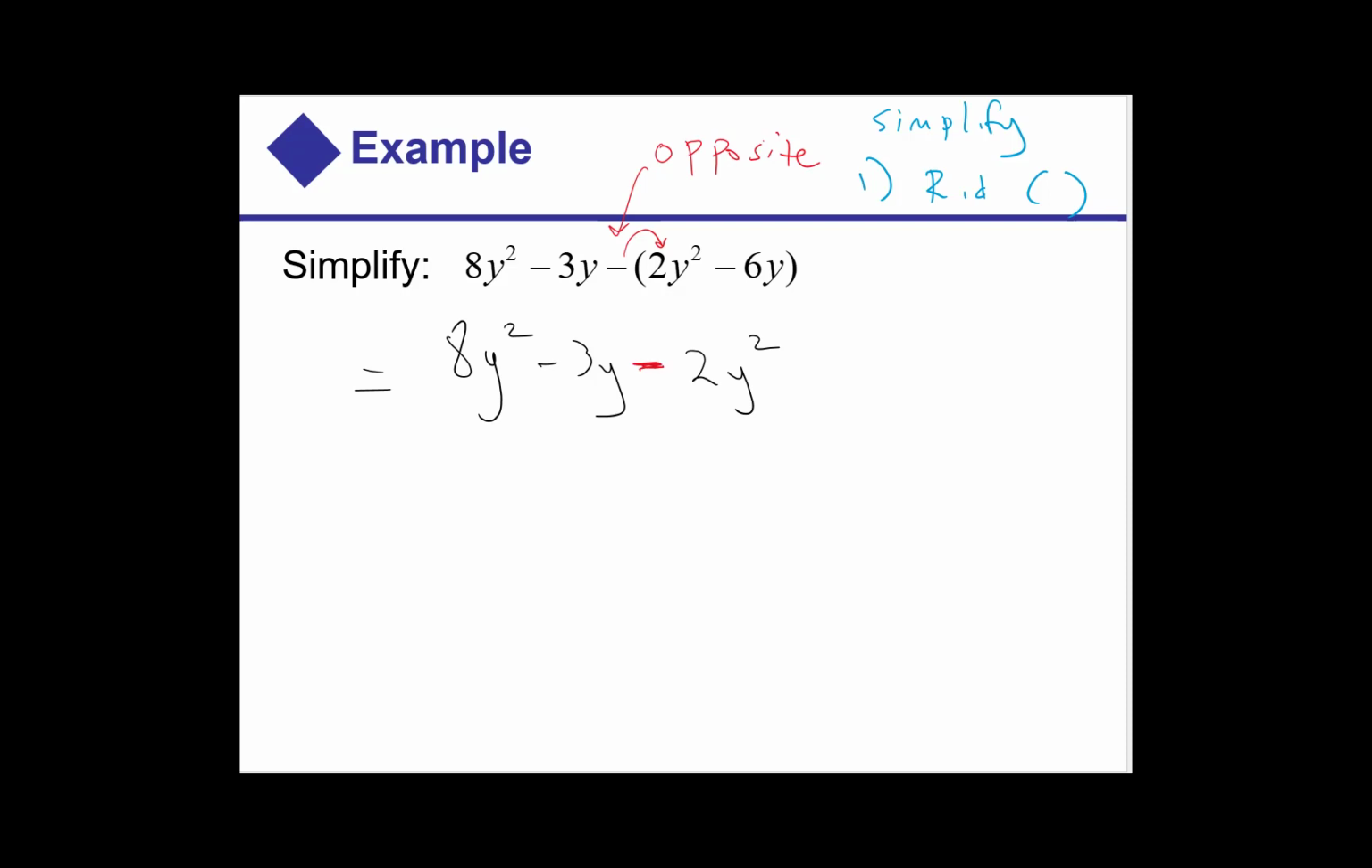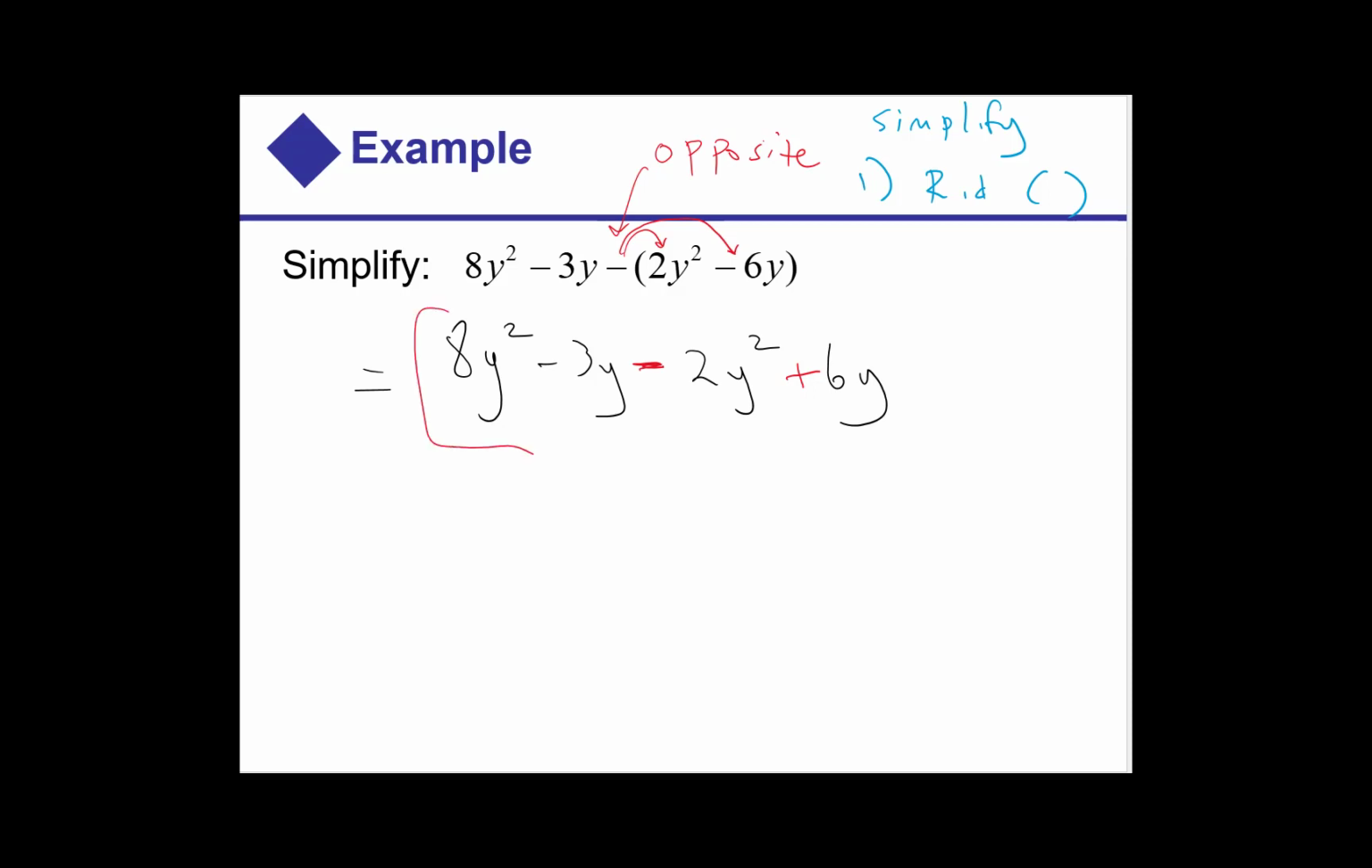Now I'm going to do another opposite. The opposite of negative 6. What's the opposite of negative 6? It is a plus 6y. All right, so when there's only a negative on a group, I can use the law of opposites to change the signs of the group. And that takes the parentheses off. And now I'm much simpler. But I can make it even more simple.